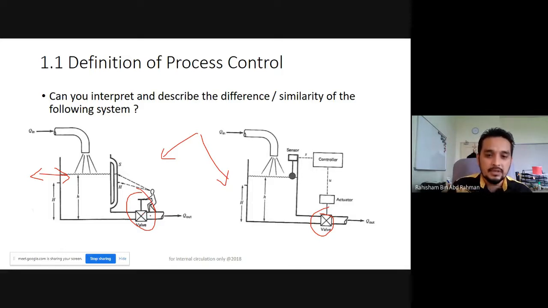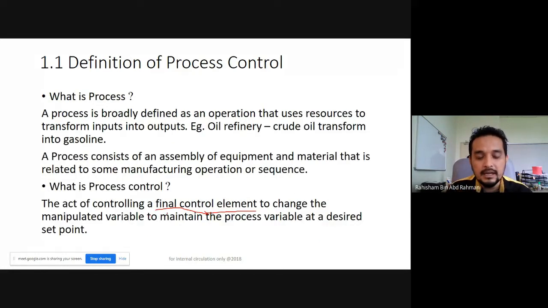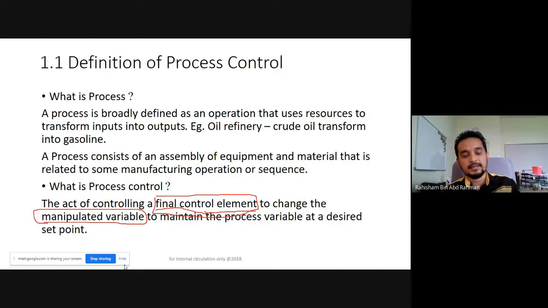So by looking at this example, I do believe that all of you can appreciate what the final control element is, to change the manipulated variable. Okay, Hanafi, what you mentioned earlier, the water level, is actually the manipulated variable. Alright, what we have is the manipulated variable.